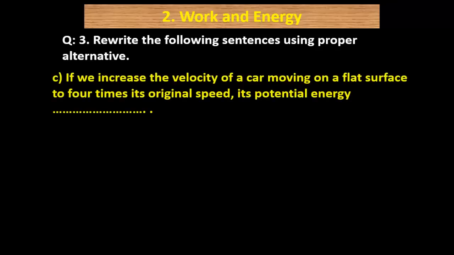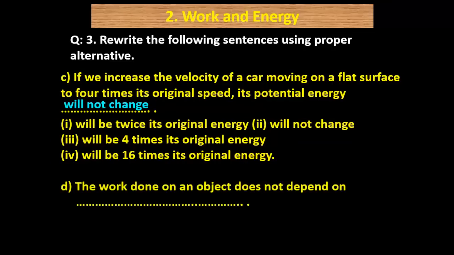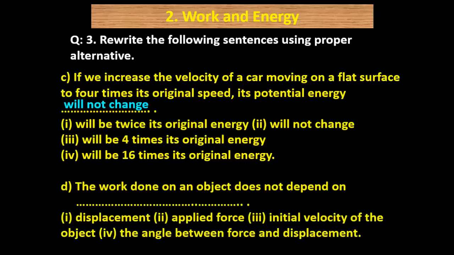C. If we increase the velocity of a car moving on a flat surface to 4 times its original speed, its potential energy ___ will not change. If we increase the velocity of a car moving on a flat surface to 4 times its original speed, its potential energy will not change. D. The work done on an object does not depend on ___. Initial velocity of the object.